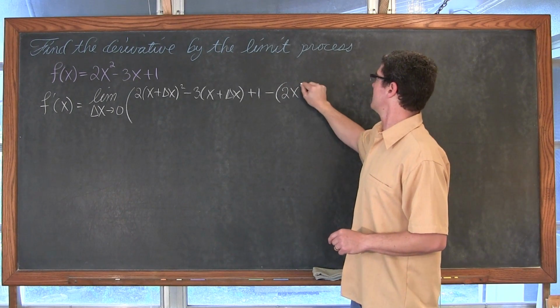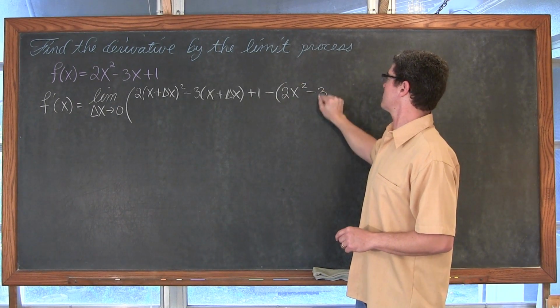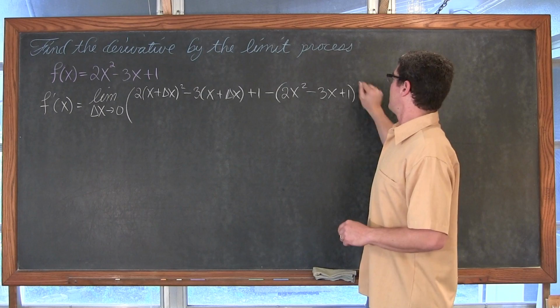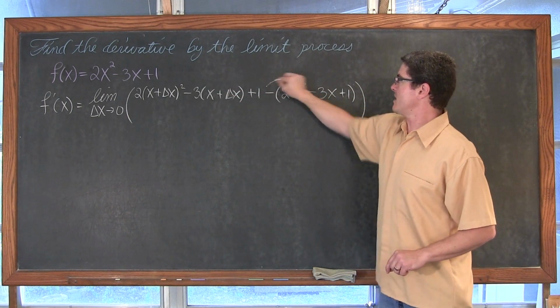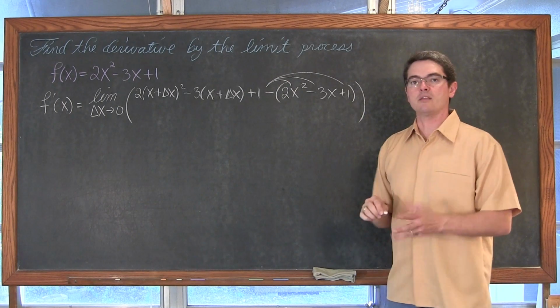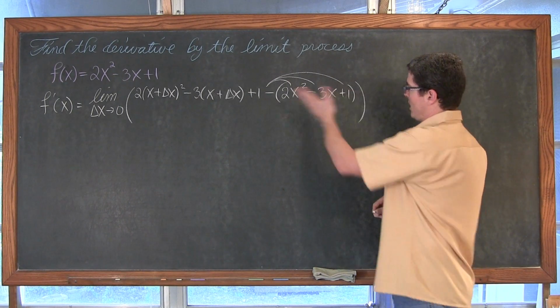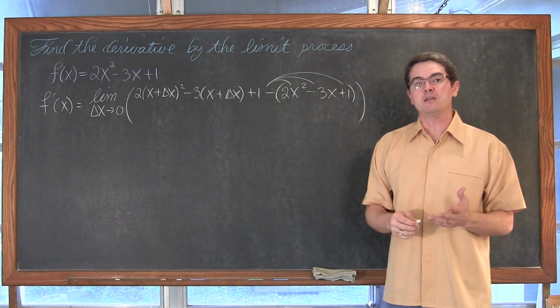So let me just write this out here first. 2x squared minus 3x plus 1. That you remember to wrap that function in parentheses so that you have to carry that negative sign through the multiplication, and that way you don't make any sign errors.